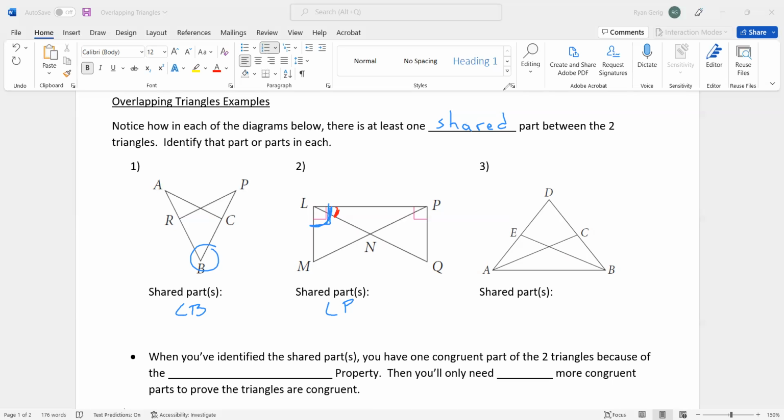All right, last one. There are actually two shared parts in this one. One of them is angle D, and the other one is side AB. Okay, so that's identifying shared parts.